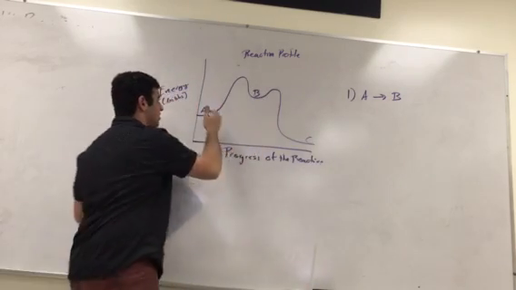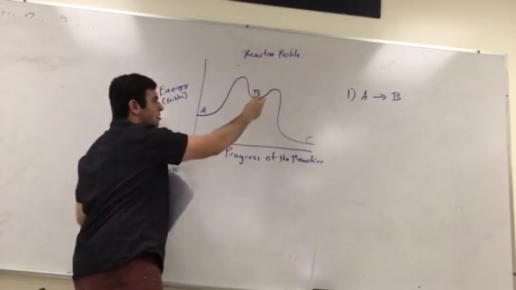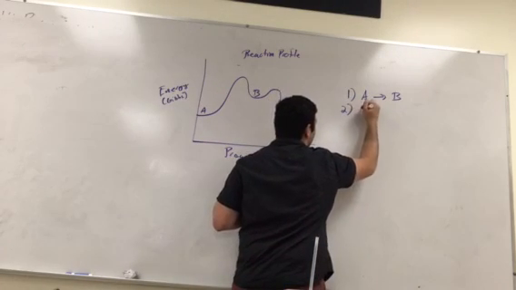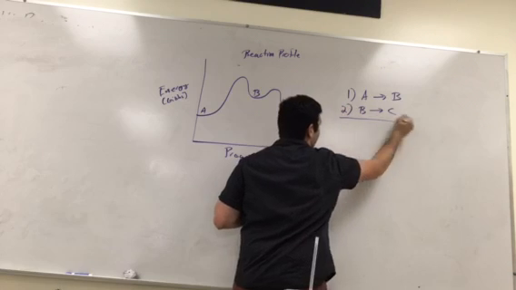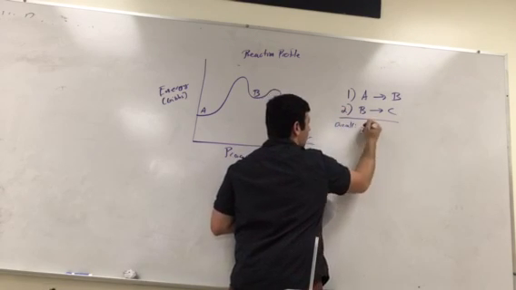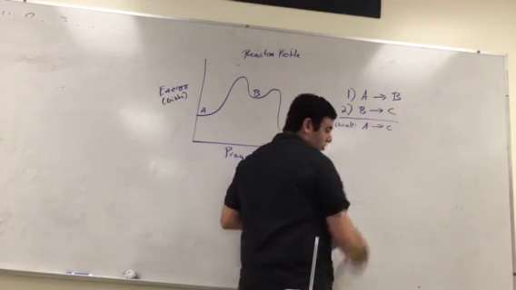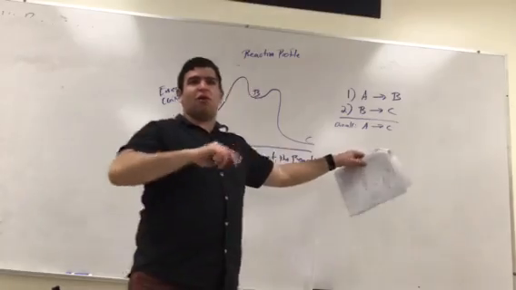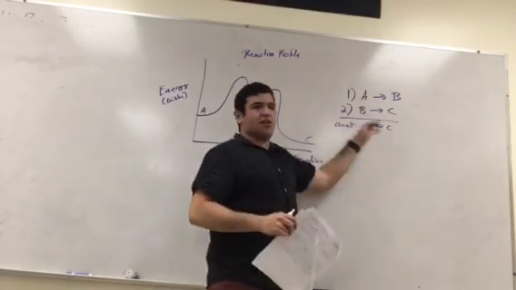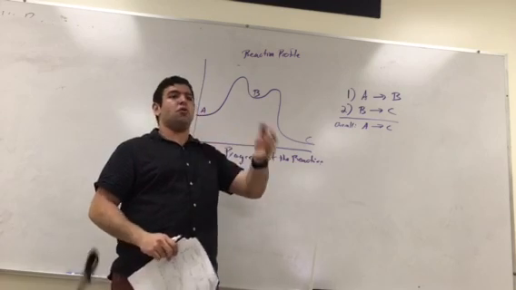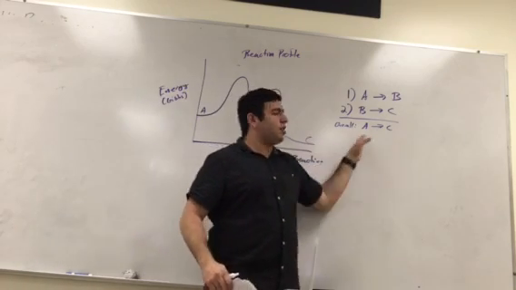So the idea is that the first step is A to B, right? Like this is the first step. The second step is B to C. Overall, I go from A to C, and notice B doesn't end up in the overall reaction, right? It's there, it occurs, it'll show up, but it's not in the overall reaction.